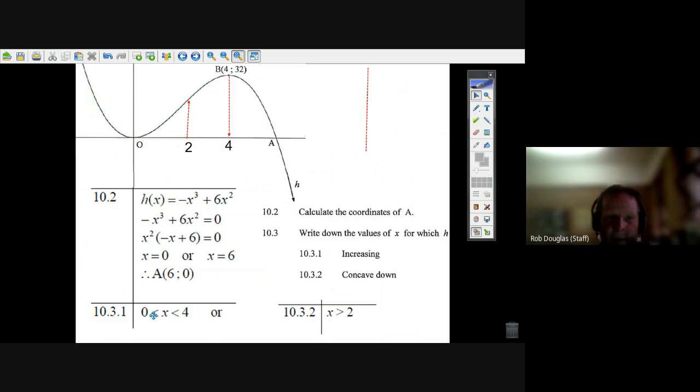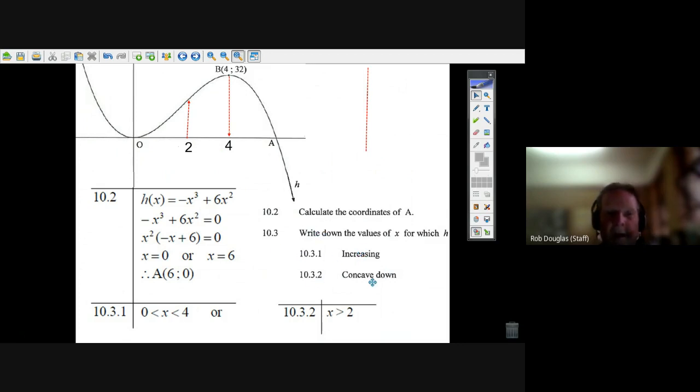Calculate the coordinates of A. Oh, that was the question 10.2. They're asking for A, and I've already explained how we do that. We let y equal 0. So we've done 10.2. I couldn't see it on my screen here. Okay, write down the values for which it's increasing. Oh, there's the questions. How could I not see it? You could see it. You probably wondered, what is he doing? Okay, that's where it's increasing.